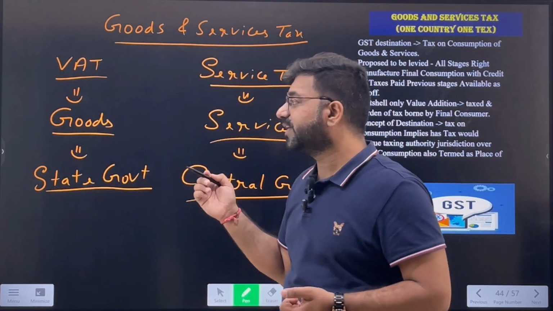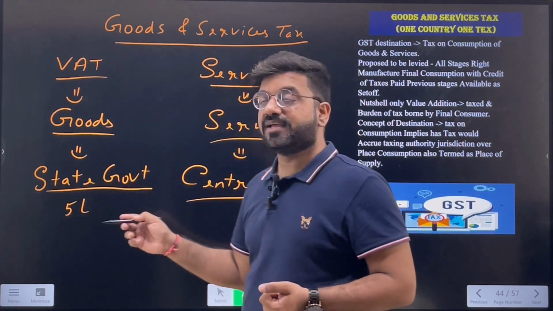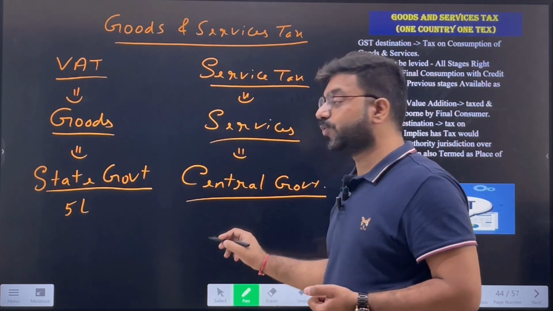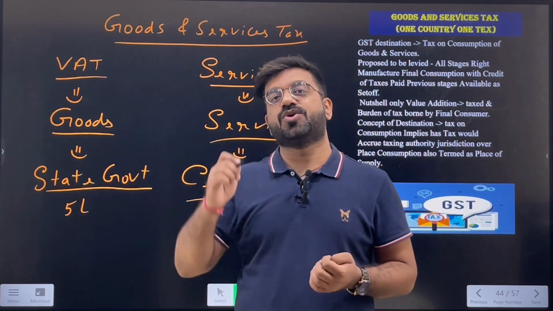So now there is a 50-50 bifurcation. That is, the GST will be given half to the central government and the other half to the state government. With that, there is a simple procedure. Earlier, if the state government used to earn, suppose, 5 lakhs and the central government used to earn 8 lakhs, there was a thing like, you are earning more with the services tax, I am earning less with the goods, that is the VAT.